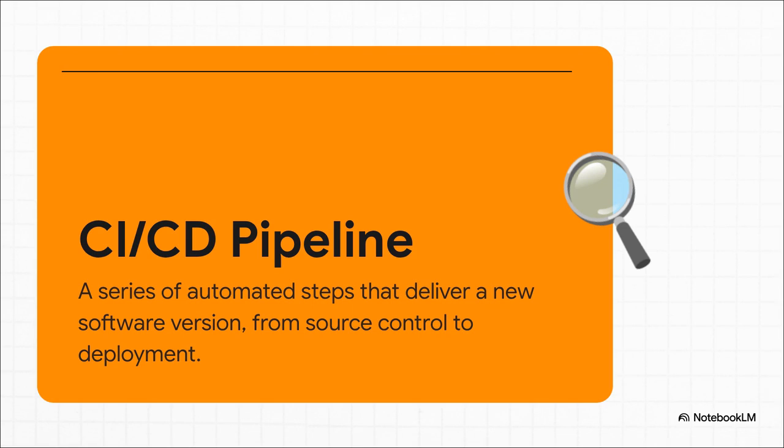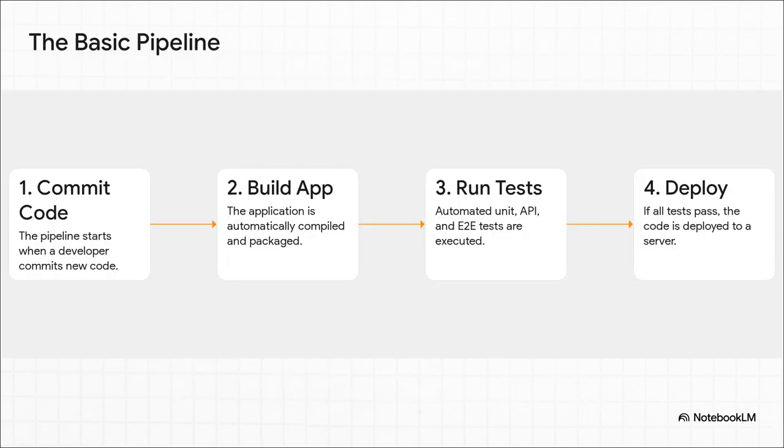It's a CI/CD pipeline. And the best way to think about it is like an automated factory. Your code goes in one end like raw material, and a fully built, quality-checked, ready-to-ship product just rolls out the other end. And here's what that factory floor looks like in action. It all kicks off the second you commit your code. The pipeline snags it, builds the application, and then runs all the tests, your unit tests, API tests, the whole shebang. And only if everything passes does it deploy to the server. It's a perfect, seamless flow.